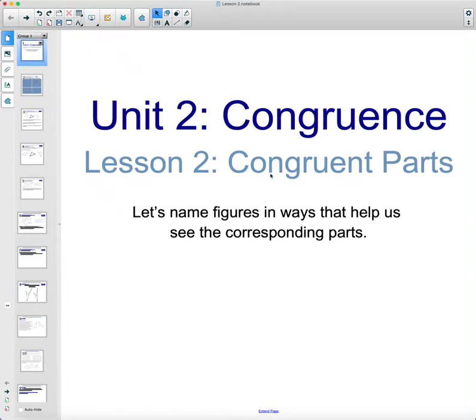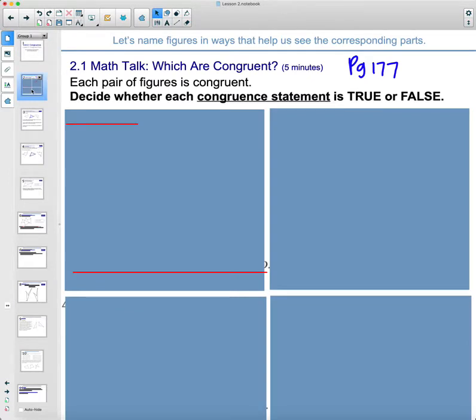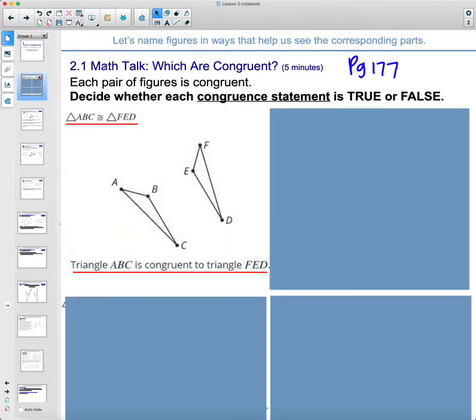In lesson 2, we're going to talk about congruent parts, and we're going to be naming figures in ways that help us see these corresponding parts. So on page 177 in your student workbook, you're going to be doing a math talk, talking through whether each congruent statement is true or false. You'll see the congruent statement written with math terminology, and then you'll also see it written in words, in English.